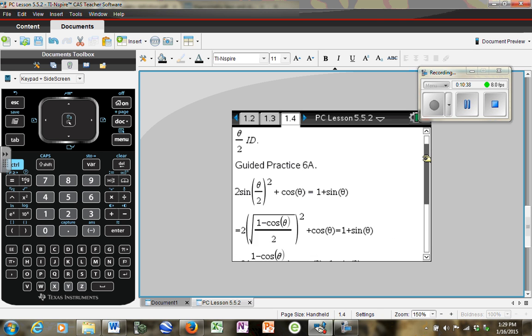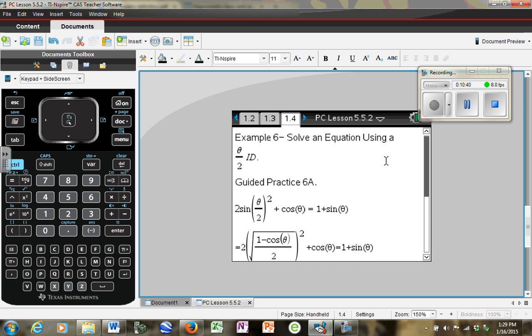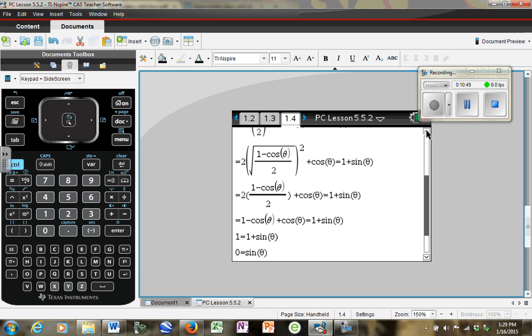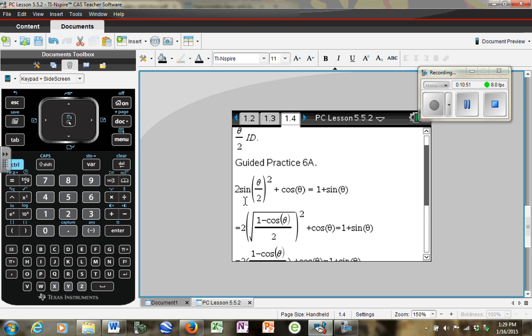And here comes the last one, which I think is probably the shortest one. Solving an equation using a half angle identity. I'm going to take guided practice 6a here. Whoa, that was a little too far down. Okay, there we go. So here's the way that I have to write it on my calculator. 2 sine of the half angle squared plus cosine of the angle equals 1 plus sine theta. There's our problem. We've got to do something with that.